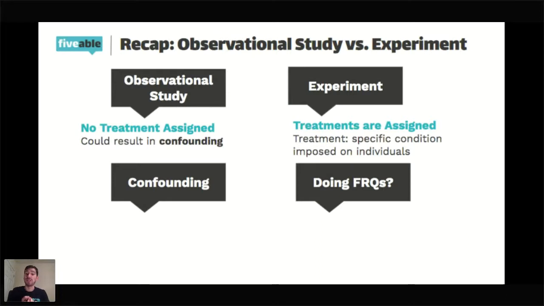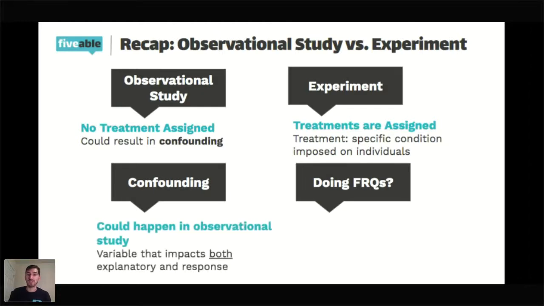So it could be a combination of things, or it could just be you get exercise type A, you get exercise type B, you get no exercise. And those are the treatments that we're assigning. Confounding is when, in an observational study, there's a variable that impacts both the explanatory and the response that was not controlled for because this wasn't an experiment. And so suddenly, I'm not really sure what the results are.